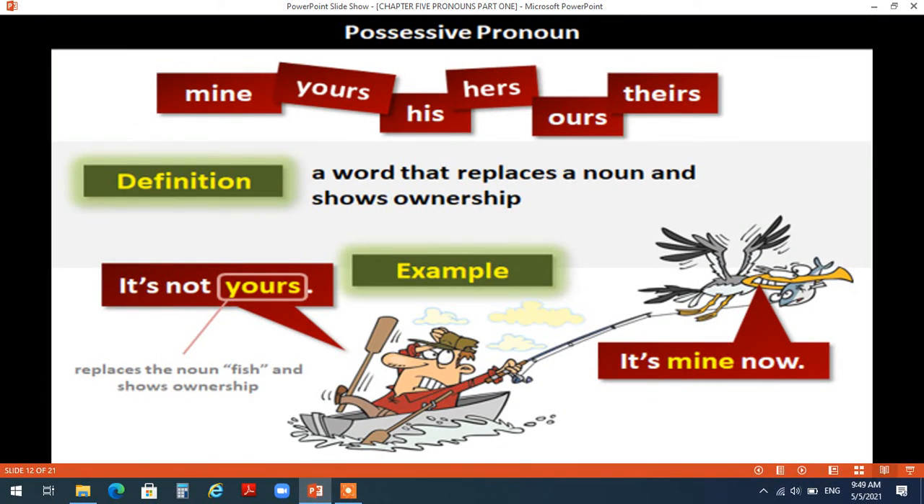For example, it's not yours. Here we have used the possessive pronoun yours to replace the noun fish, because as you can see here in the slide, there is some quarrel about the fish. So the possessive pronoun yours has been used to replace the noun fish to show ownership. And again, it's mine now. Mine is again another possessive pronoun which has been used to refer to the noun fish also. So this is what we mean by possessive pronouns.